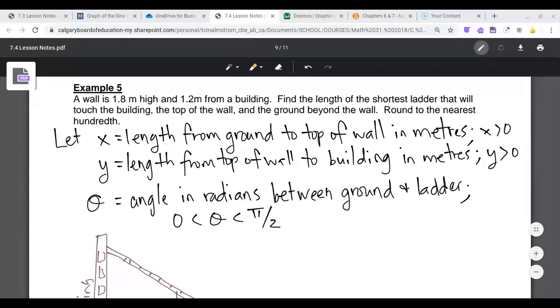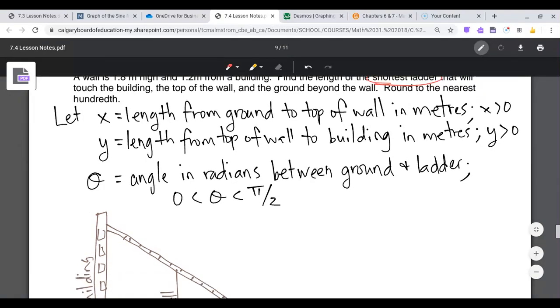Okay, so we're finding the shortest ladder here. So that's a minimum. This is an optimization question. And so I've defined my variables as x being the length from the ground to the top of the wall, and y being the length from the top of the wall to the building, both in meters. And I'm going to put in theta because I'm going to solve this with trig.